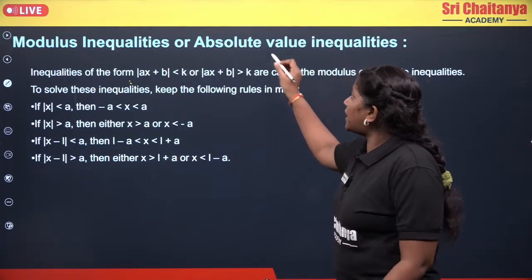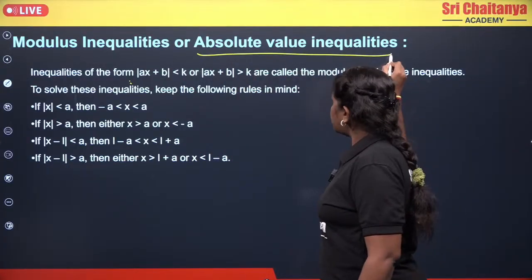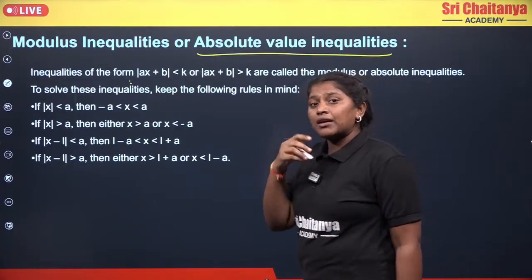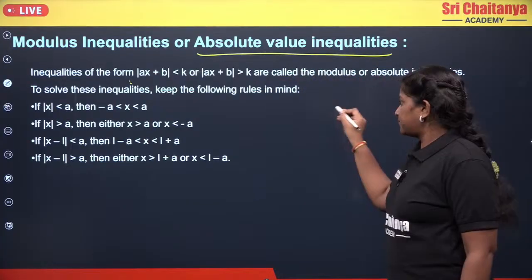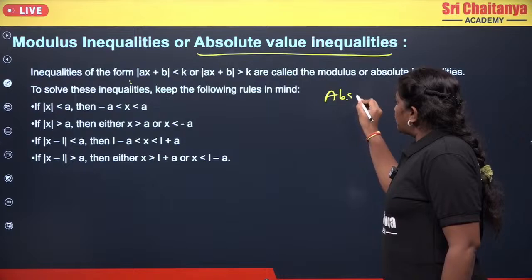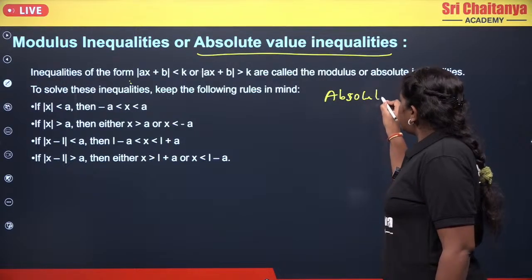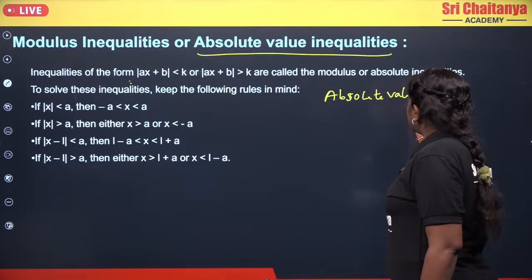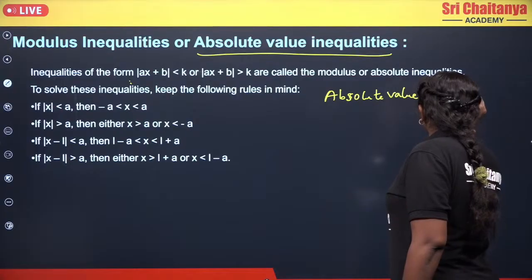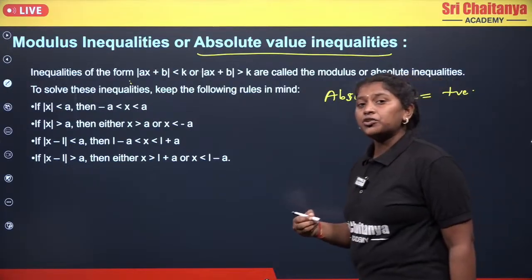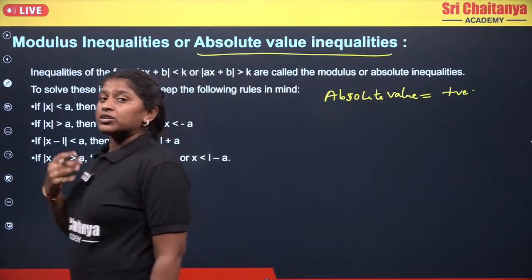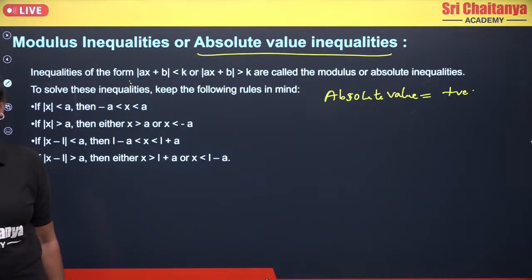Whenever we are considering the absolute value, the absolute value should be positive. If you have a negative, then the possible value of x will be 0.